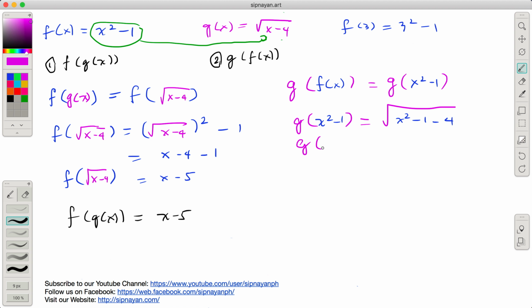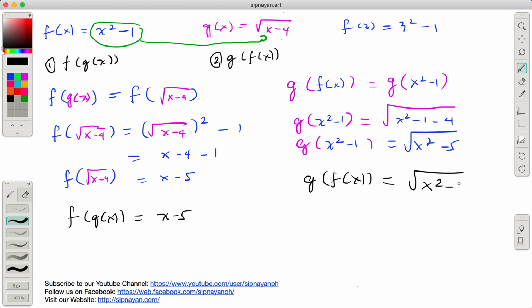So this is equal to g of x squared minus 1 equals square root of x squared minus 5. So minus 4 tsaka minus 1, magiging minus 5 siya. This means that g of f of x, which is the original question, is equal to square root of x squared minus 5.